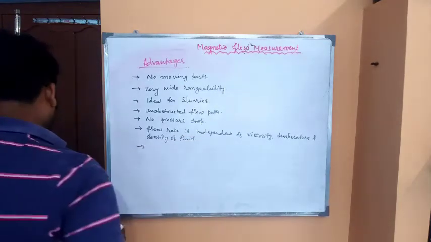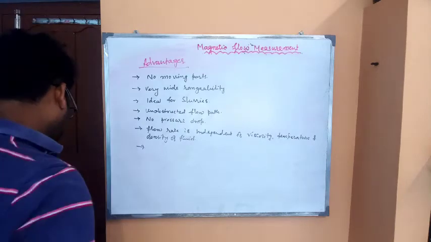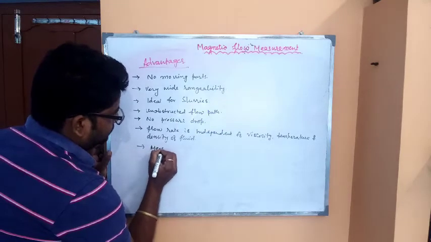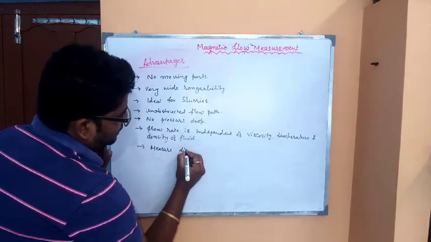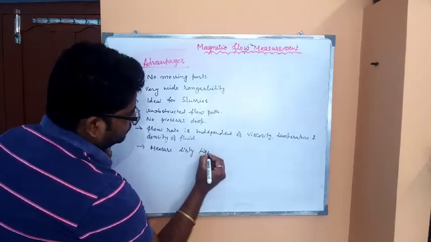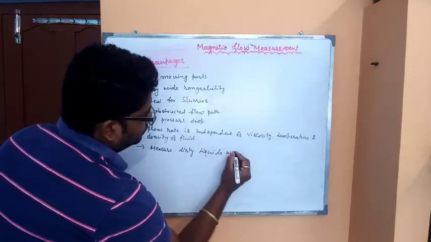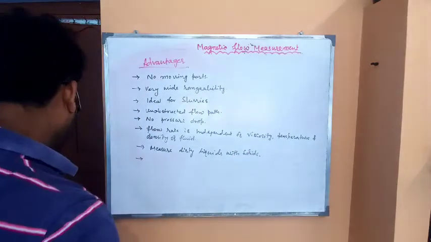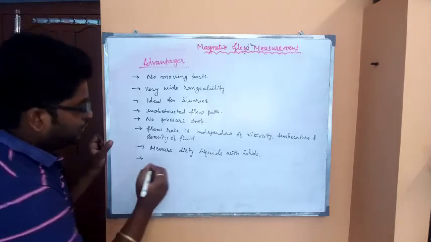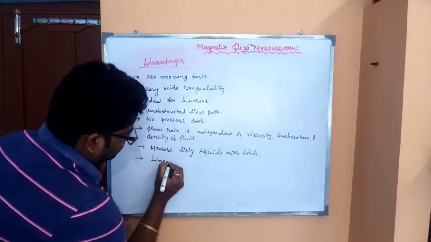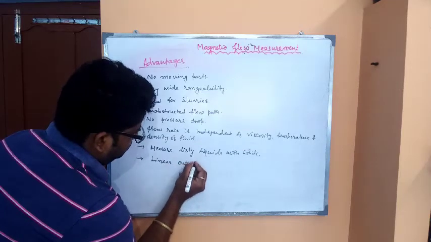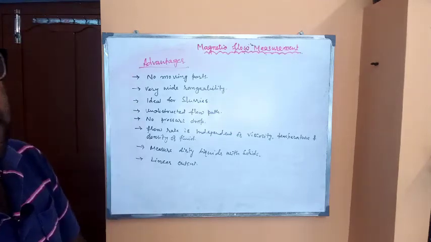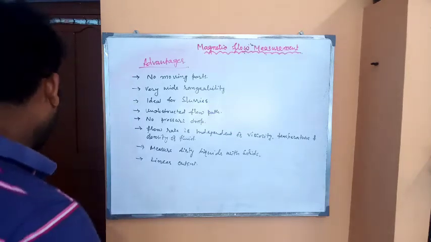Okay, next point is it can measure dirty liquids with solids. Last point is it's having the linear output. So these are the advantages of magnetic flow measurement or electromagnetic flow meter.